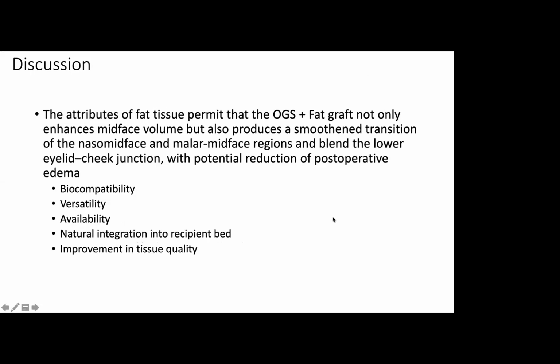And another point of this study is that the attribute of the facial fat tissue permits orthognathic surgery with fat grafting to not only enhance the mid-face volume, but also produce a smooth transition of the nasal mid-face and the malar mid-face region, blended with the lower eyelid and cheek junction. And there's also the potential reduction of the postoperative edema.